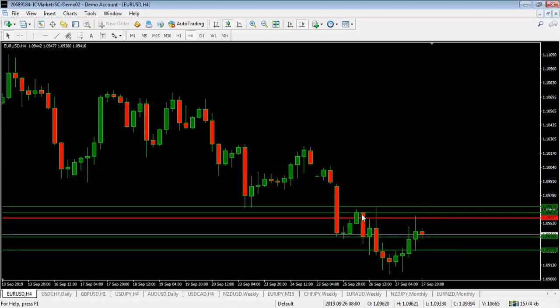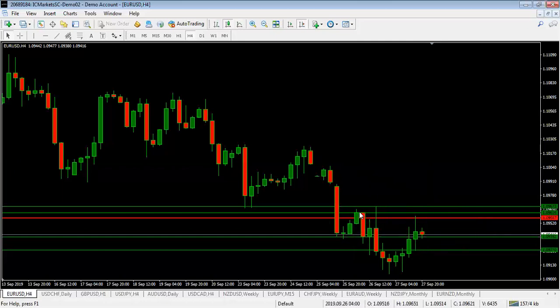I can also decide to enter the market when the market trades above this resistance level, and this resistance level becomes a support. So if the market breaks this resistance level, it becomes a support. So I can set my stop loss a few pips below this resistance turned support.